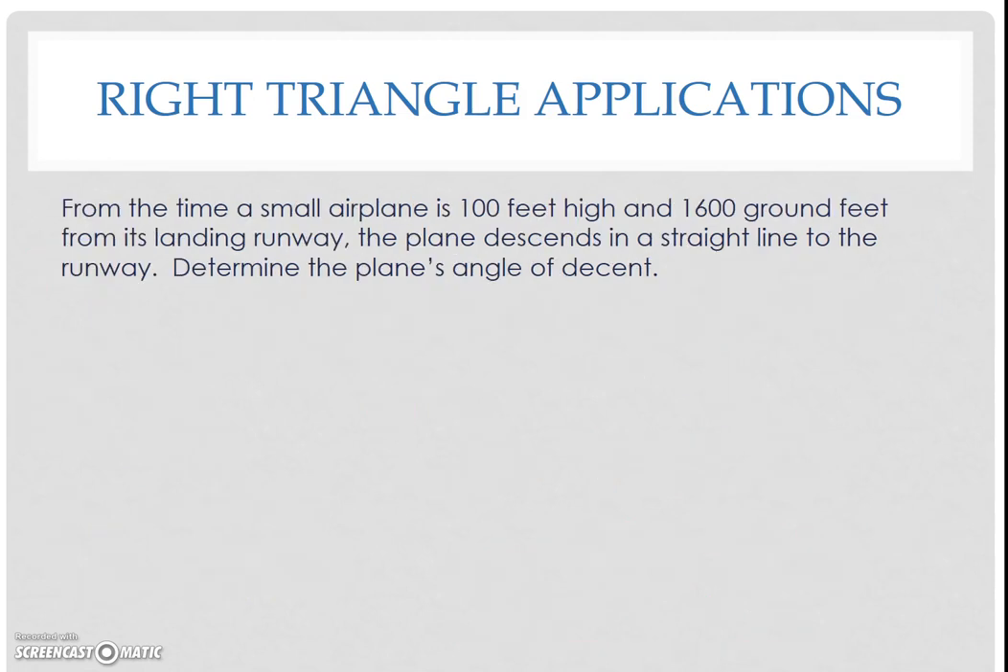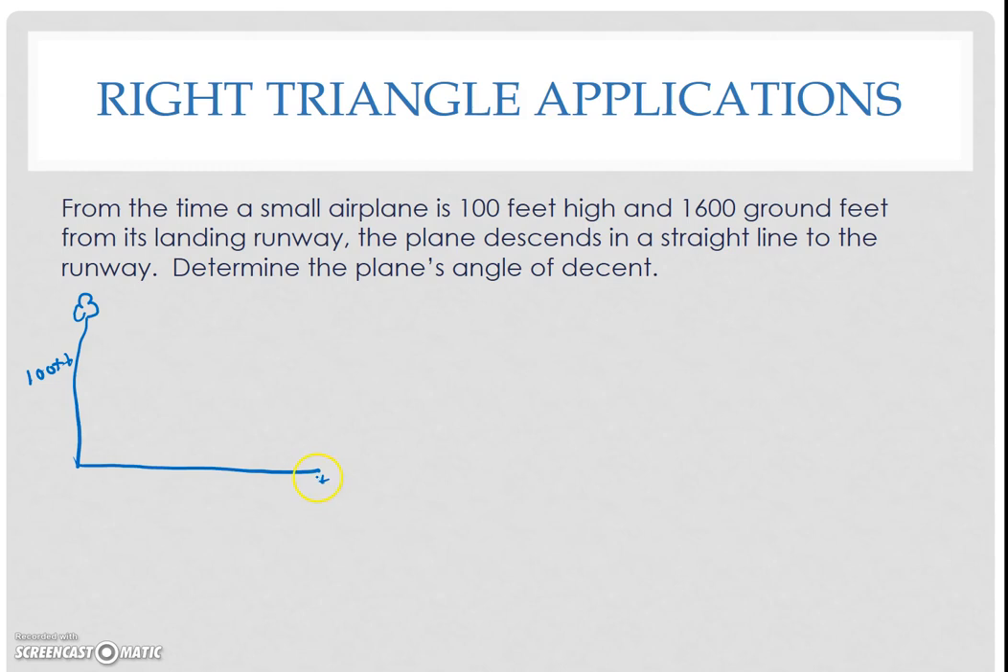In this problem, we're going to look at a small plane that is 100 feet high and 1,600 ground feet from its landing runway. The plane descends in a straight line towards the runway. So here we have the ground, and you have this airplane. There's its propeller up in the sky. And I know that this airplane is 100 feet high. Then it says that it is 1,600 ground feet from this landing runway.